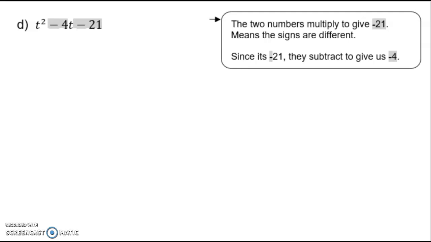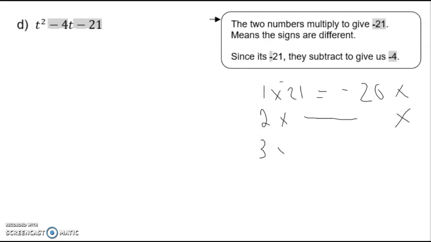So first things first, I always do 1. 1 times 21 gives you 21. And remember, the largest number is going to be negative. So it would be 1 minus 21 would give us negative 20. That's not negative 4, so we don't want that one. Next one, 2 times something. Well, 2 does not work, so it's not that one.